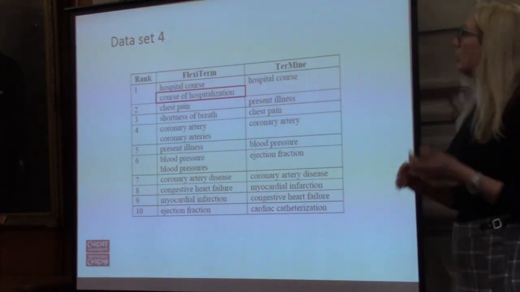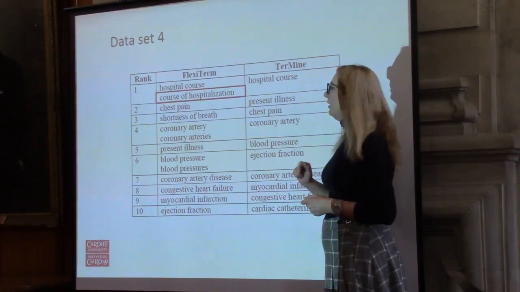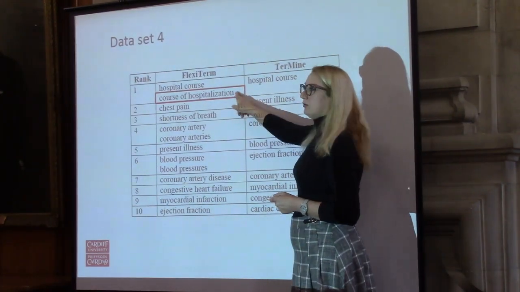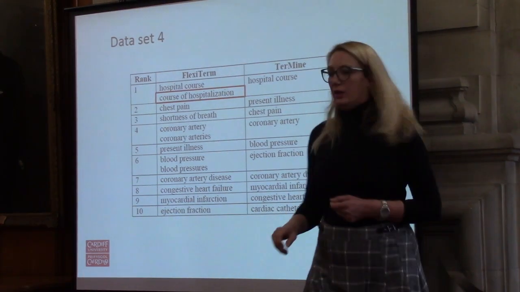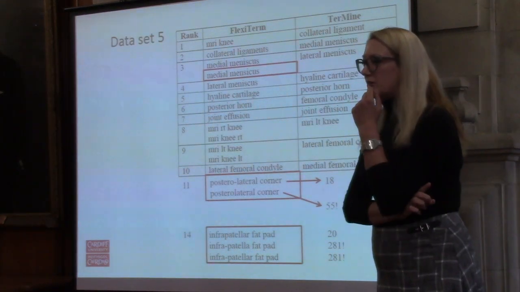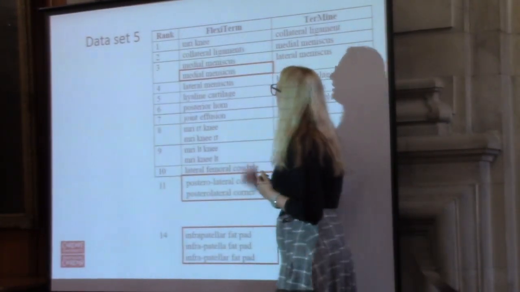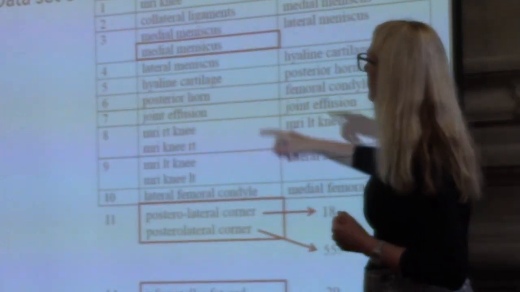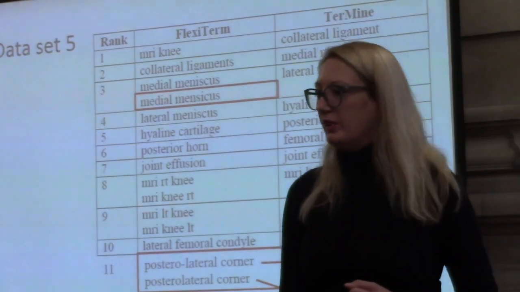Data set 4 was hospital discharge summaries. There's no difference here in the first ranked term, but they missed out on this variation of the same term. And these are MRI reports, so scans of a knee. You can see here a misspelled word, meniscus, instead of meniscus. It was still pulled out as a variant of that term.